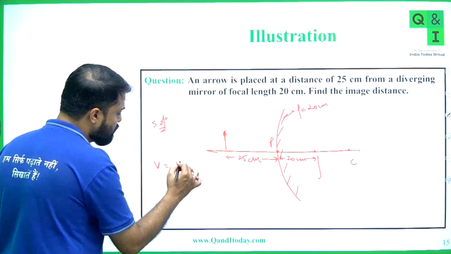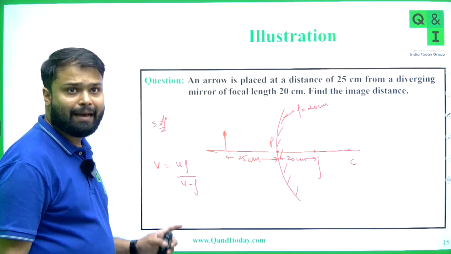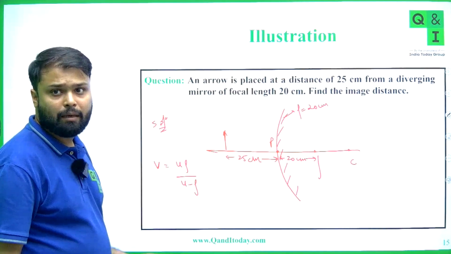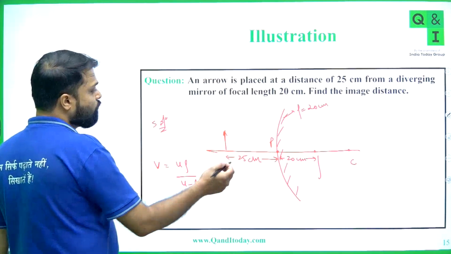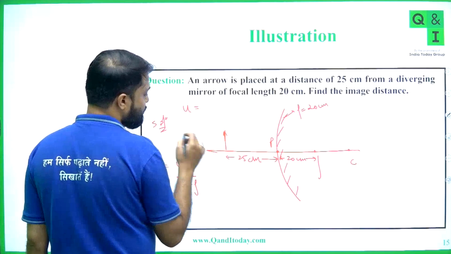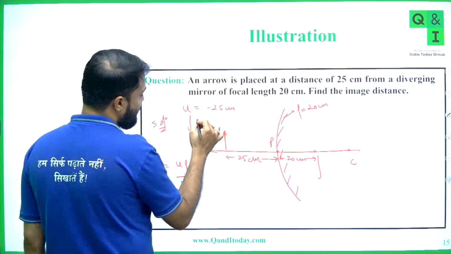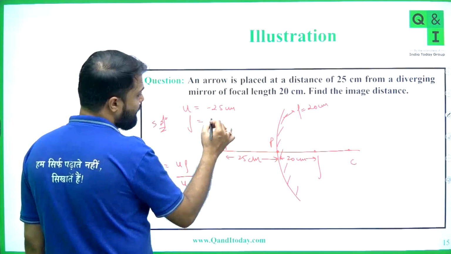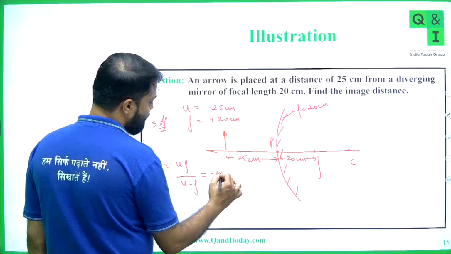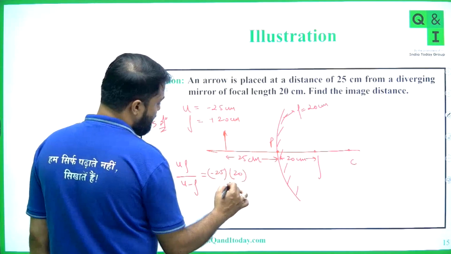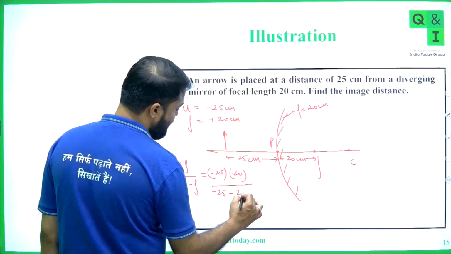Now we know V is equal to UF upon U minus F. Anyone having any doubt with the formula? No, sir. Okay. Now for this, tell me, is U negative or positive? Negative. Similarly, is F negative or positive? F is positive. Okay, so put the values: minus 25 into 20 upon, U is negative, that is minus 25, F is positive, that is minus 20.